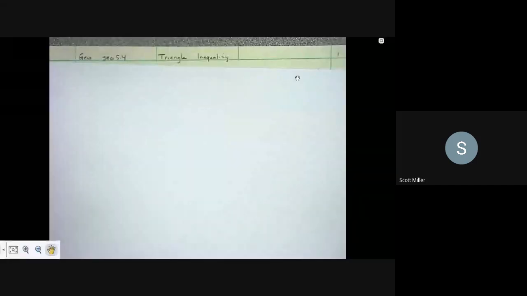Okay, so we're going to look at section 5.4, triangle inequality. And there's just a small part that I want you to remember, some simple stuff right here. So let's start with this. If two sides of a triangle are not congruent, then the larger angle lies opposite the longer side.